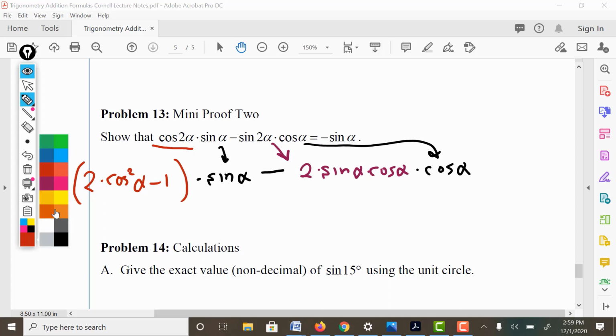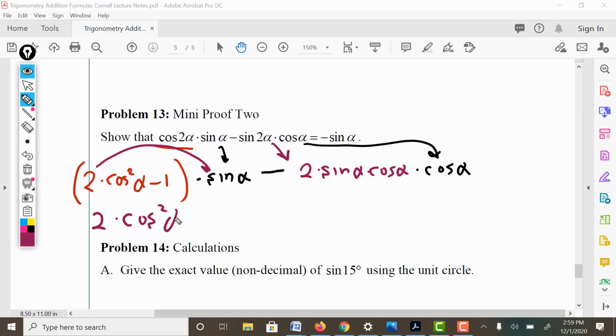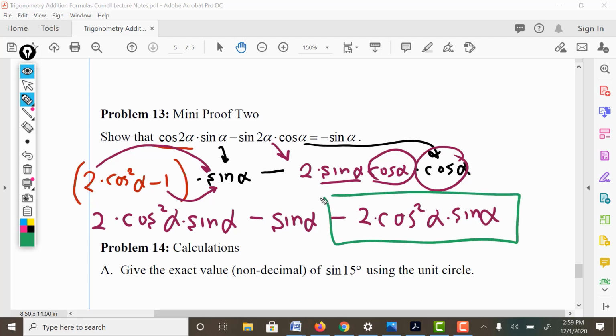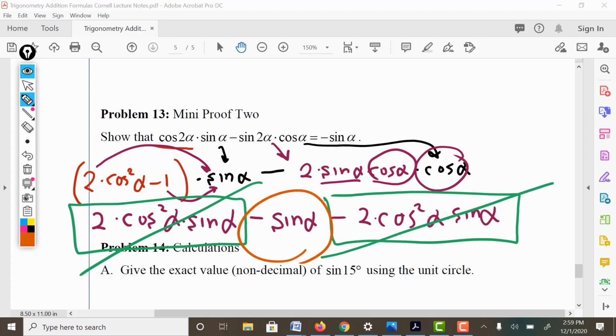You're going to need to be able to go back and forth between them. If I go ahead and distribute these, then bring down the rest. And by the way, I have 2 cosines, so that's cosine squared with a sine alpha I'm going to put at the end. You'll notice that this is a minus 2 cosine squared alpha sine alpha. This is a positive 2 cosine squared alpha sine alpha, and they cancel out. And I'm left with a negative sine alpha.